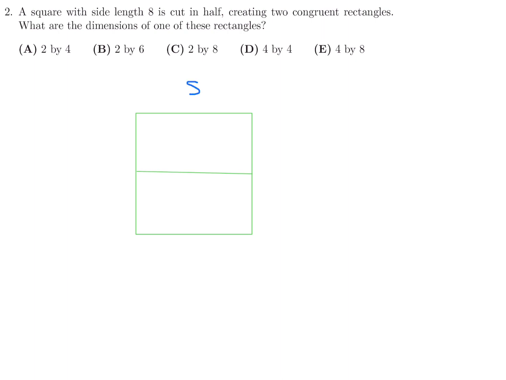Well, the square has a side length of 8, right? If you cut it in half, this becomes 4 and this becomes 4. So the dimensions of the rectangle are 4 by 8. So the answer is E for number 2.